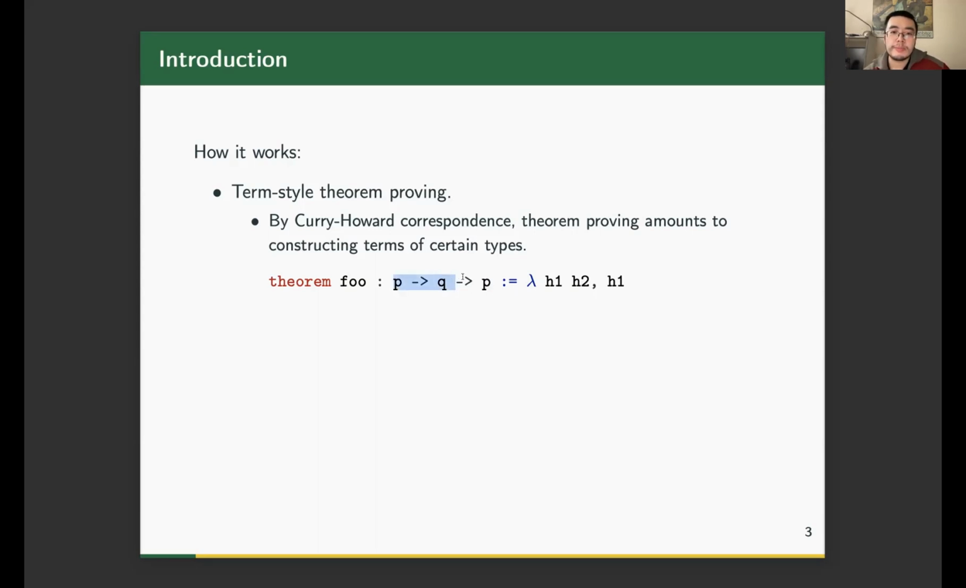So this is a proposition, but it is also a function type, right? You can think of it as some type in the simply typed lambda calculus. It is P implies Q implies P, and you just need to construct a term of that type. In this case, it's lambda H1 H2, H1, right? So this is a term that has that type. You can see that what we are constructing here is just a program that takes two arguments, H1 and H2, and it returns you the first argument, H1.